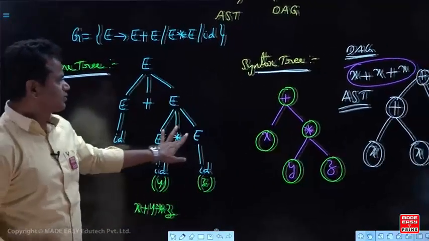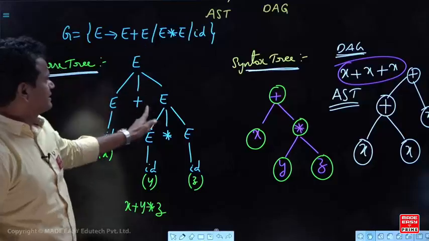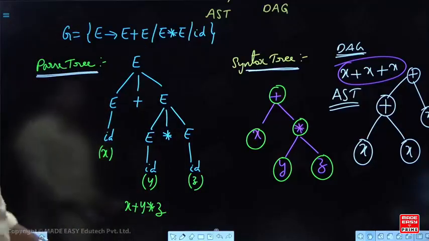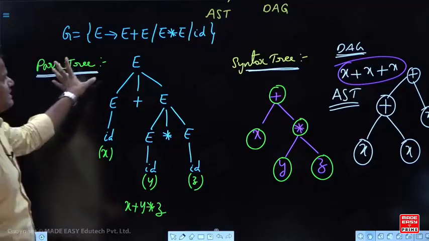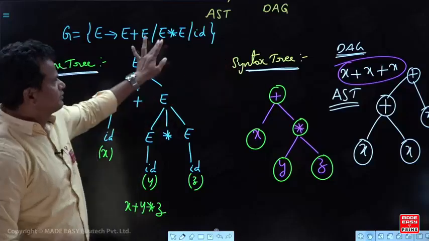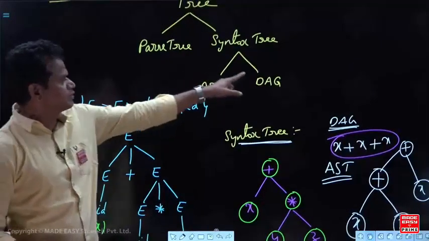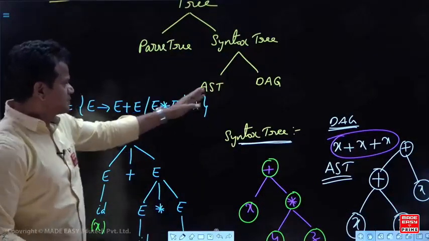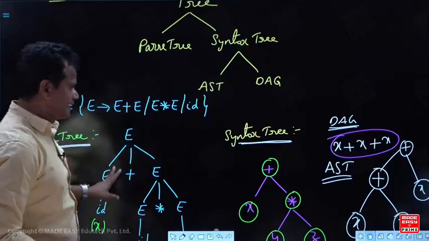Okay. So copied. You copy this and this, then this. Then I'll give you the difference between parse tree and syntax tree. So we have done the parse tree and syntax tree. Now we are going for abstract syntax tree. Abstract syntax tree is nothing but a syntax tree only.